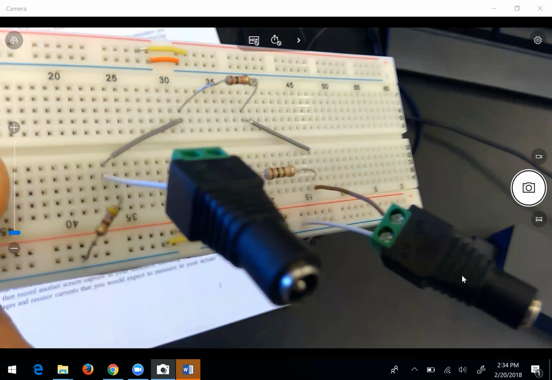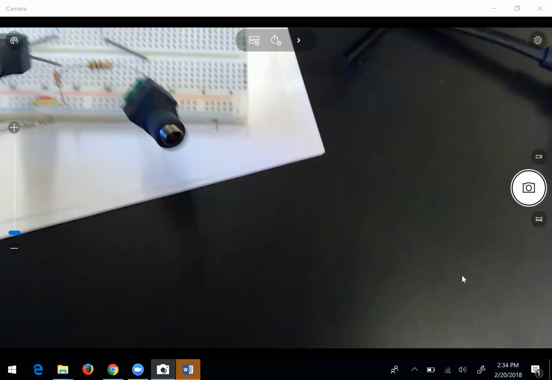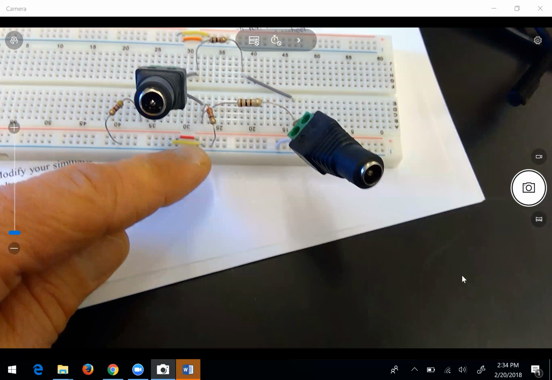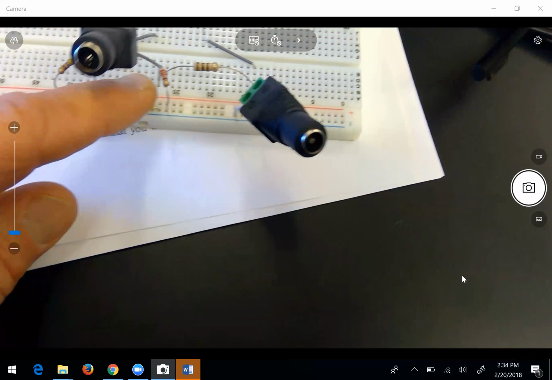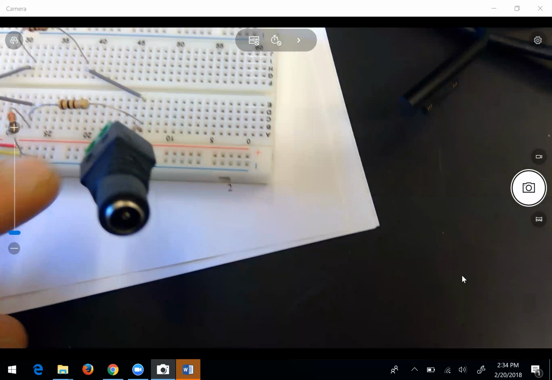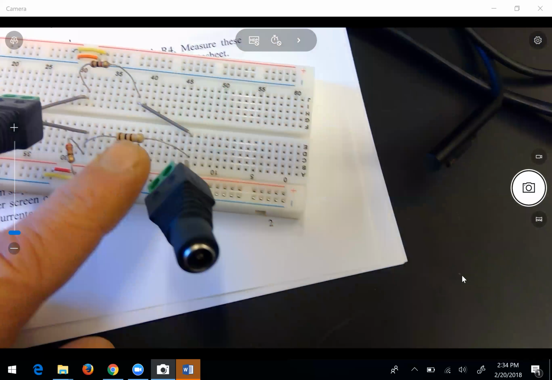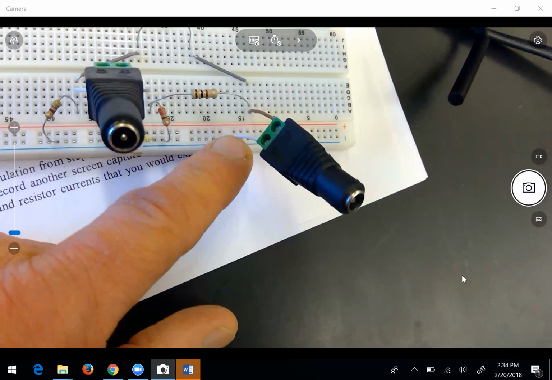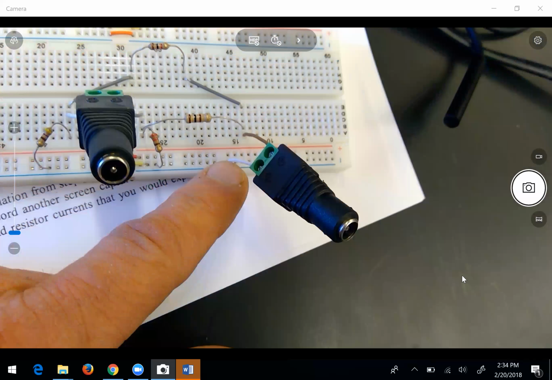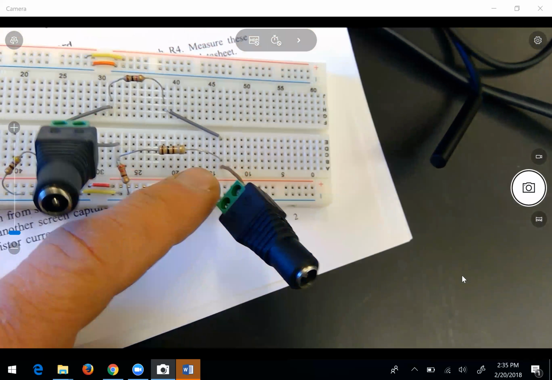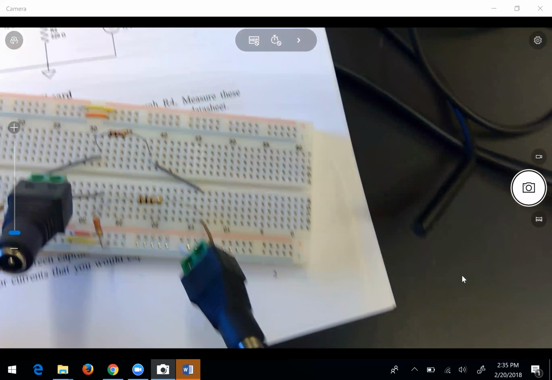There's your R1 going to ground. The grounds are jumpered across, which is good. Here is your 220 going to node 2, 100 going to node 3, and power going to, and then 12 volts to there, and then there. Yeah, it looks good. All right.